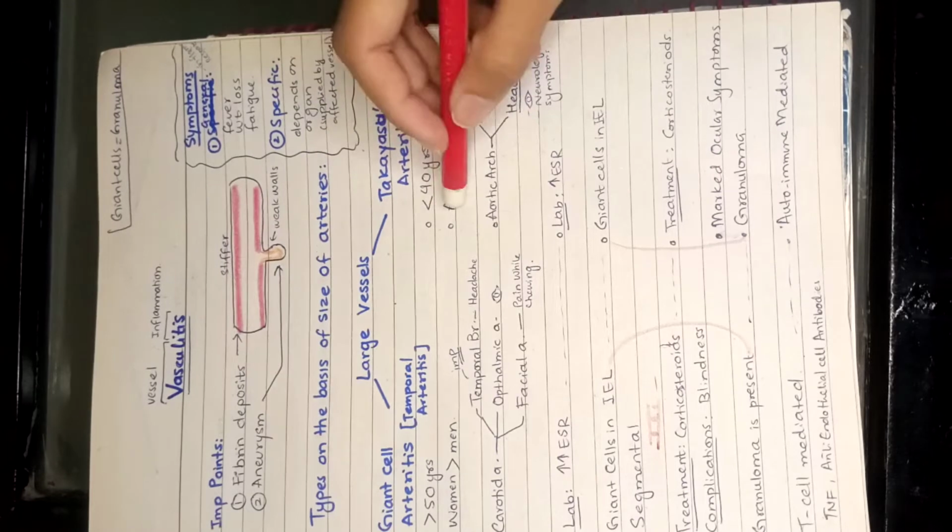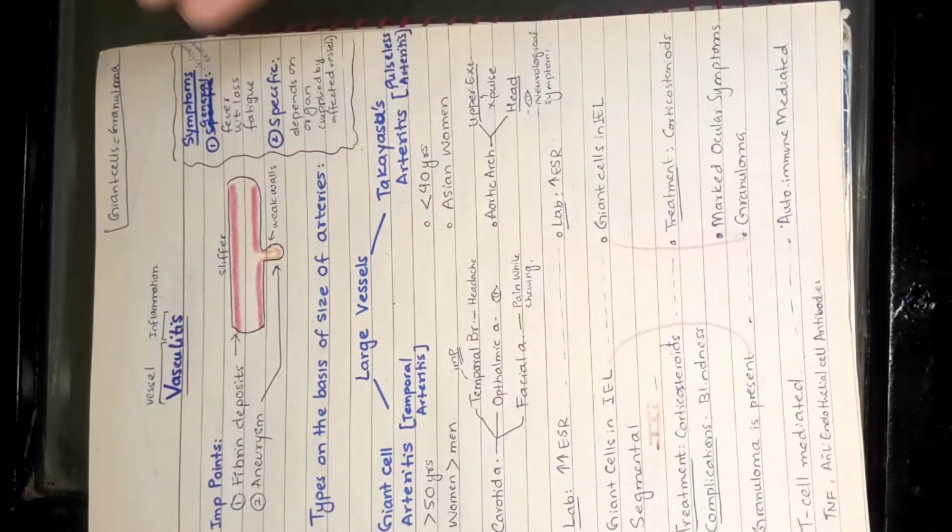So this was all about large vessel vasculitis. In the next videos we will be discussing the vasculitis of the other vessels, of the medium and the small size vessels.